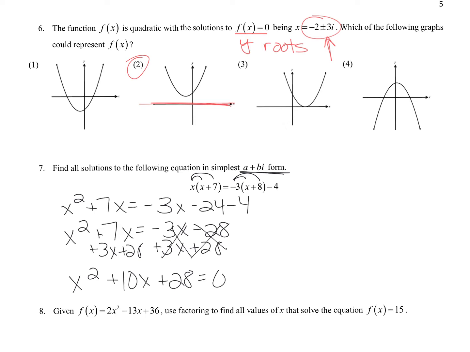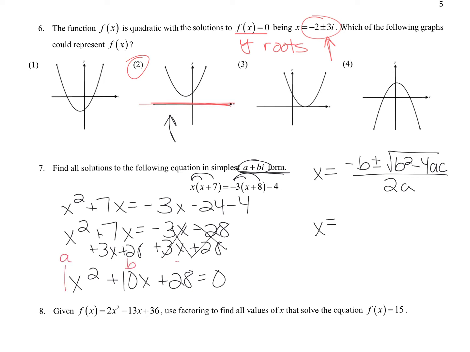Now, if I did a quick graph of this quadratic, I would see that I have imaginary roots. So I'd see a graph similar to this, maybe not in the same location, but it doesn't cross the x-axis. So that's nice because we know we're on the right track towards getting imaginary roots. My quadratic formula is -b plus or minus the square root of b squared minus 4ac all over 2a. So my a, b, and c values: a is 1, b is 10, c is 28.